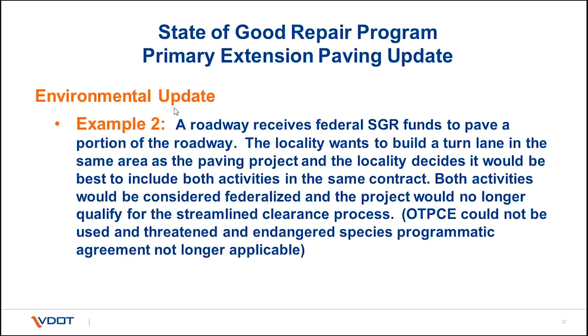Example 2, a roadway receives federal SGR funds to pave a portion of the roadway. The locality wants to build a turn lane in the same area as the paving project, and decides it would be best to include both activities in the same contract. Both activities would be considered federalized, and the project will no longer qualify for the streamlined clearance process. A one-time programmatic categorical exclusion could not be used, and the threatened and endangered species programmatic agreement is no longer applicable.